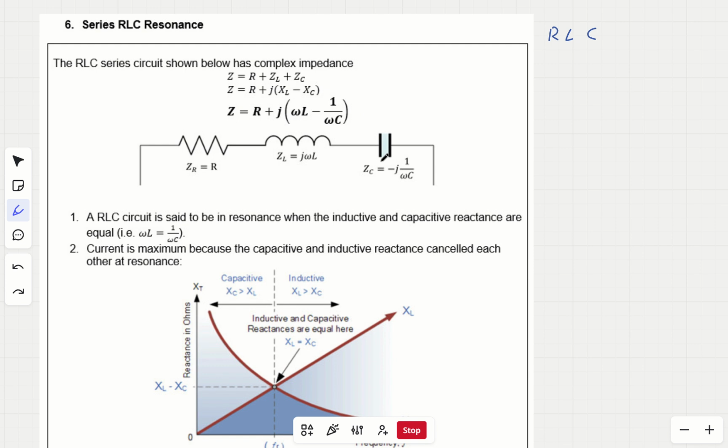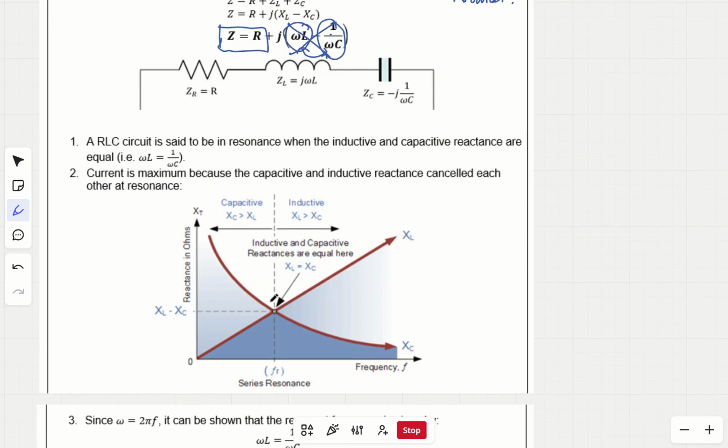What if these two values are the same? If this and this are the same, then this one will become 0 and the circuit will only have the resistive component. This is what we call resonance, where the impedance has only the real part.